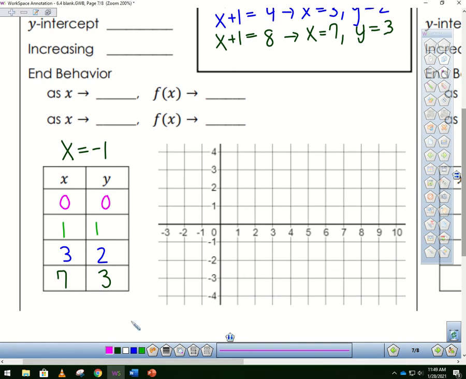So let's plot these. So it's going to be 0, 0, 1, 1. That's 2, 2. 3, 2. And 7, 3. We plot our asymptote, which is at negative 1. And then we can connect it. So it's going to look something like this.